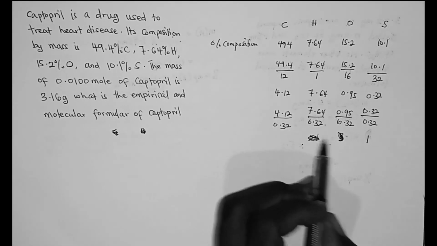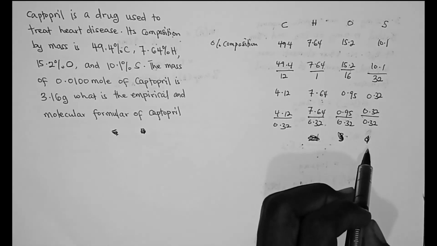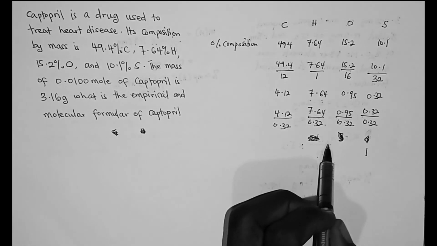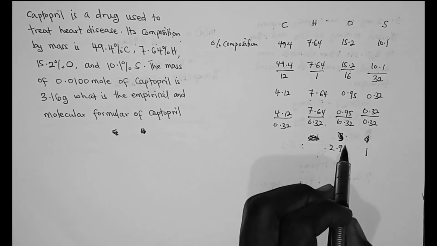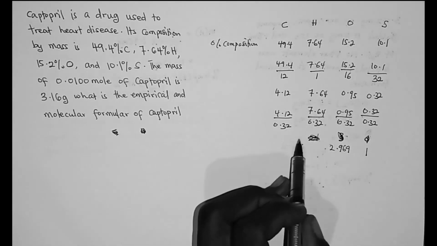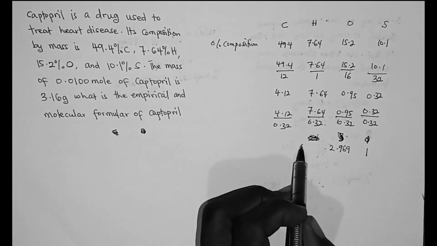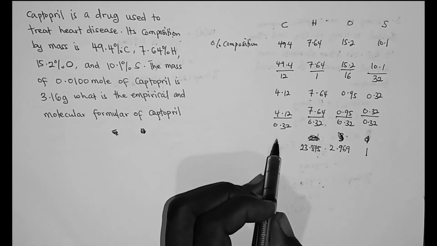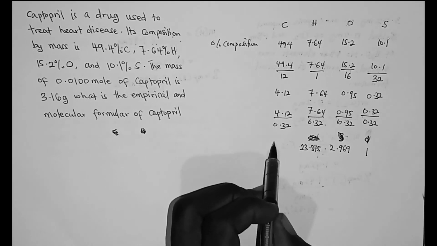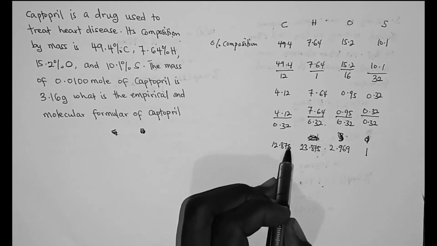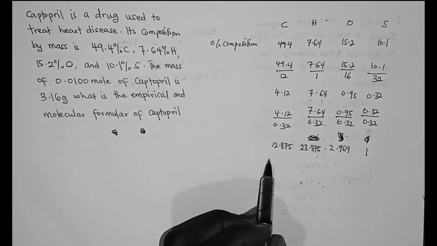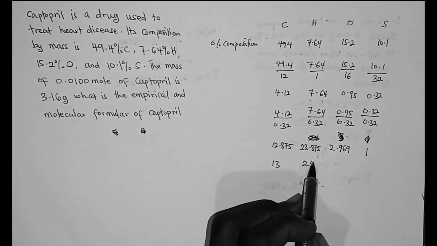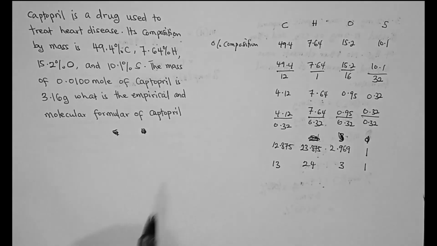Sorry, I made a mistake. 0.32 divided by 0.32 is 1. 0.95 divided by 0.32 is 2.969. Then 7.64 divided by 0.32 is 23.875. 4.12 divided by 0.32 is 12.875. Rounding off to the nearest whole number, this becomes 13, this becomes 24, this becomes 3, and this remains 1.